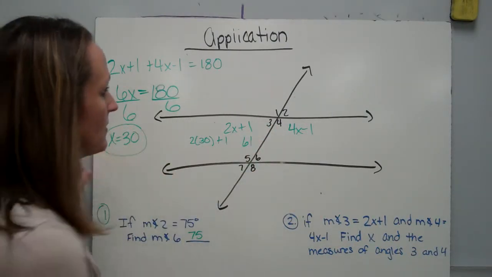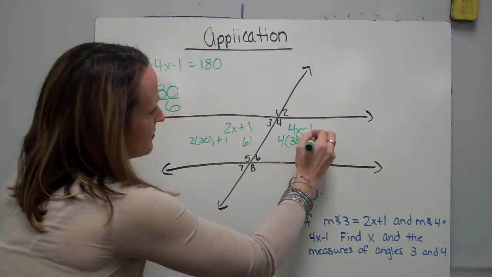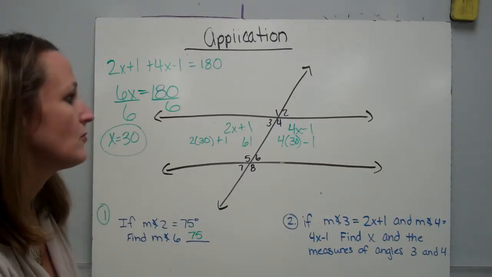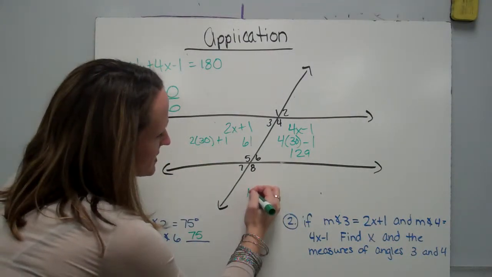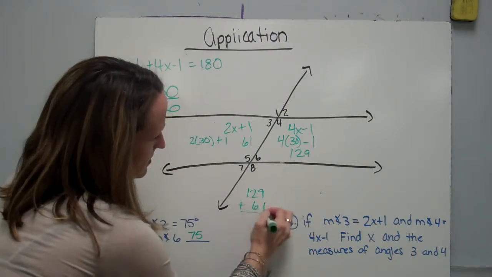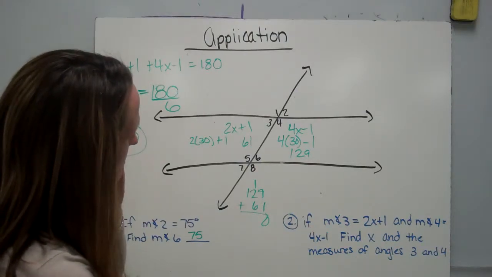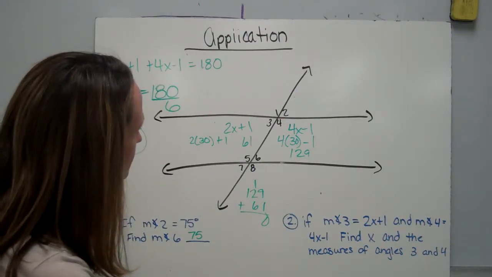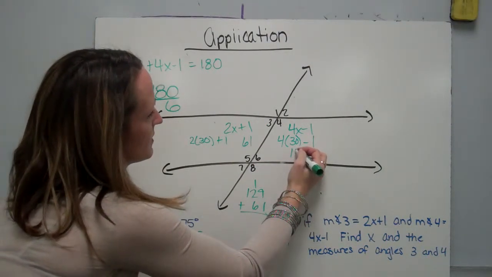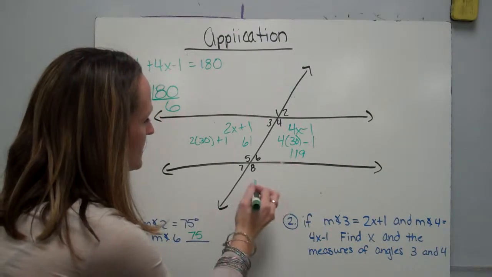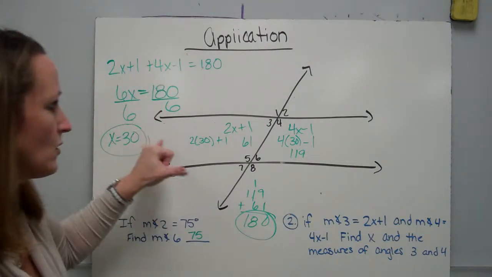So 4x minus 1. 4 times 30 would be 120, minus 1, so 119. Sorry, that's 119, not 129. If we put those together, we would see that this equals 180 degrees, which is what it should.